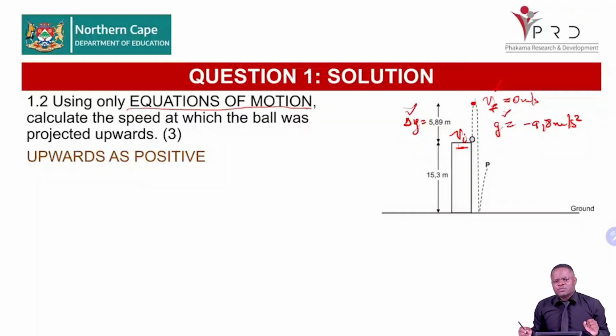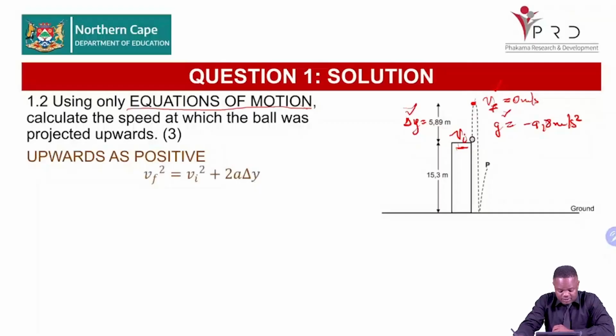And then you say, which equation can I apply? The one that will have only one unknown variable. And you're going to realize that you can use the final velocity squared is equal to initial velocity squared plus 2 multiplied by your acceleration, delta y. You can check. We have our delta y, we know it. We have our acceleration due to gravity, we know it. Okay, and we have our final velocity, we know it. And it makes the initial velocity, the one that we want to calculate, the only unknown variable.